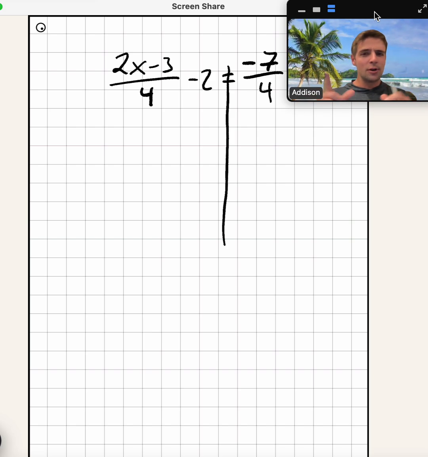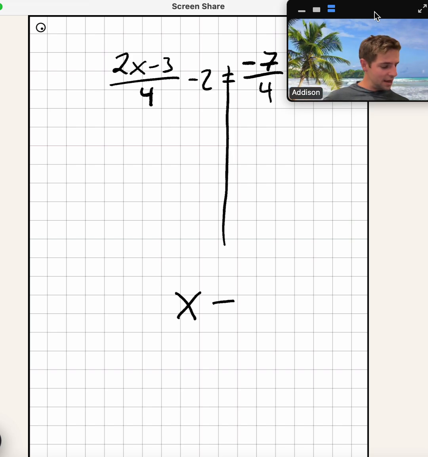So we could add 2 to both sides. That might be helpful. But probably the easiest thing to do here to untangle this equation and get it back in the form x equals something, that's what we're looking for, right?